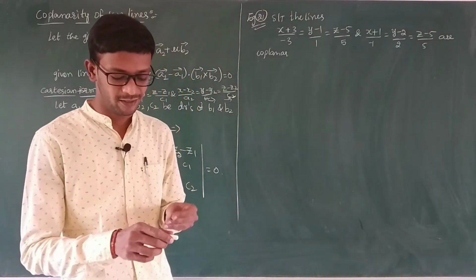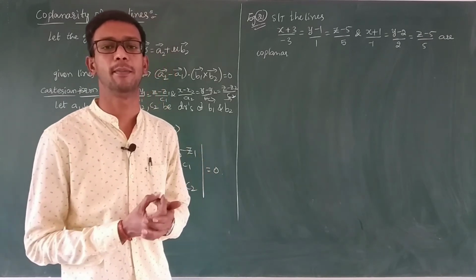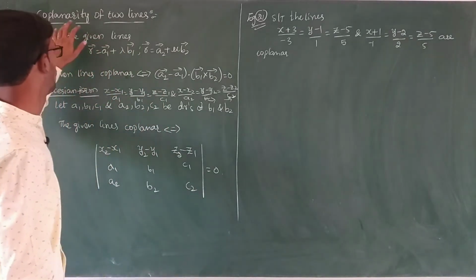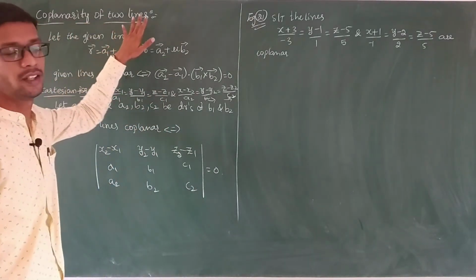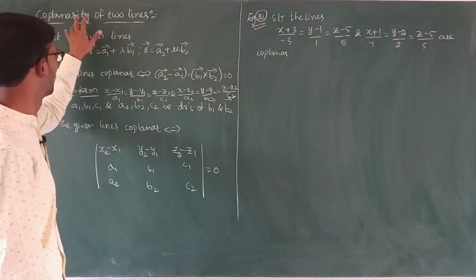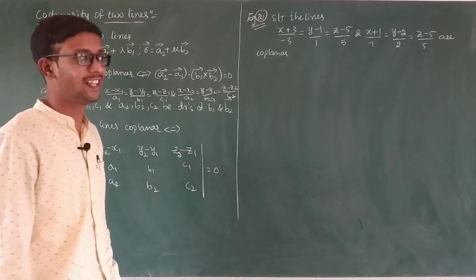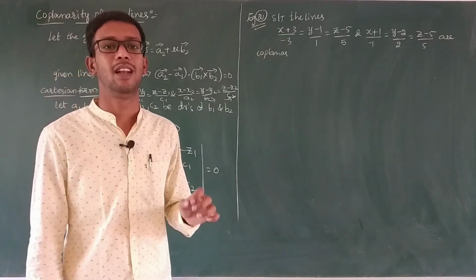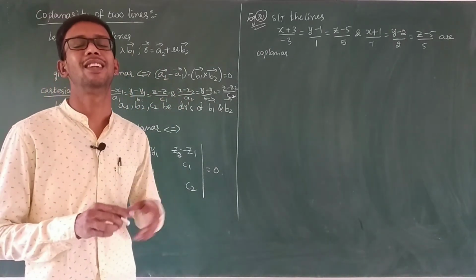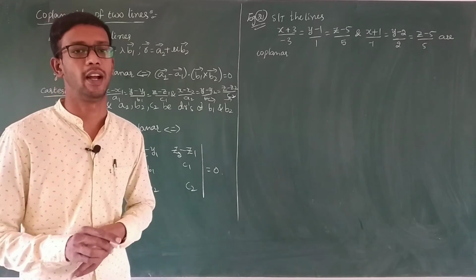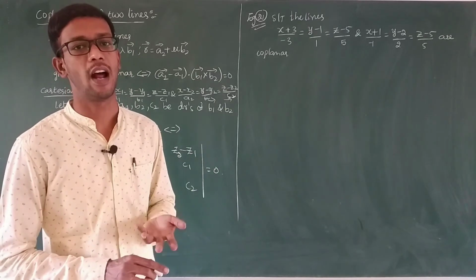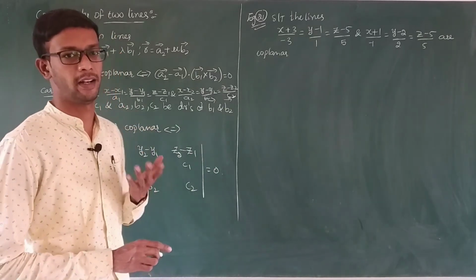Next concept, a very small concept, and based upon this concept, only one example problem is there. What is that concept? Coplanarity of two lines. Lines, this is not planes. Coplanarity of two lines. That means the two lines lie in the same plane. Coplanar means the two lines lie in the same plane. So how to check whether the two given lines lie in the same plane or not? That is what we call coplanarity.